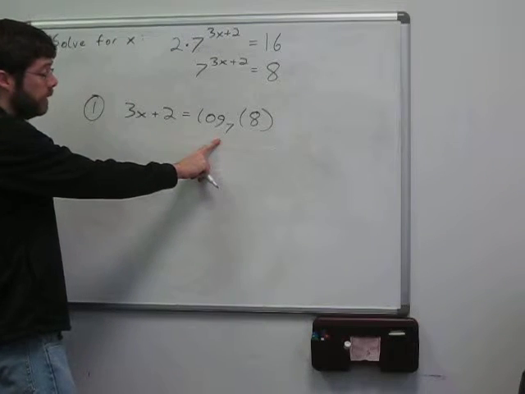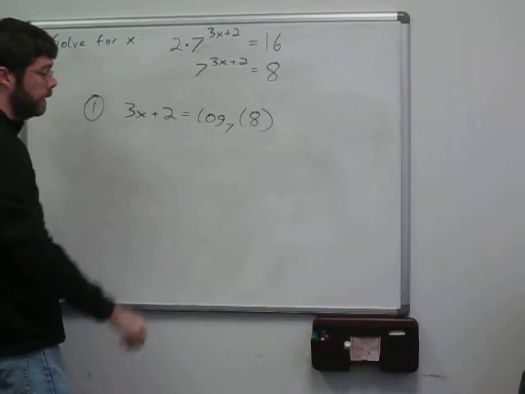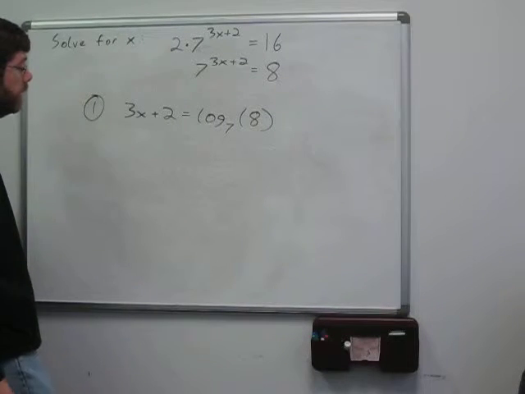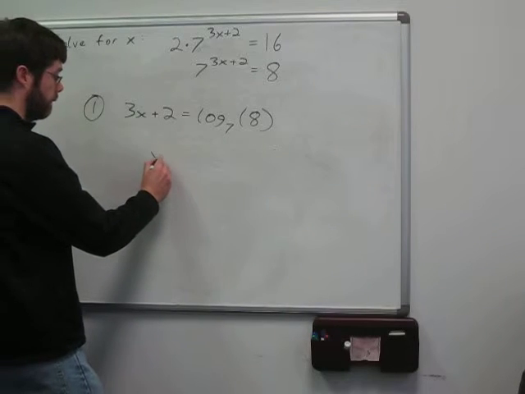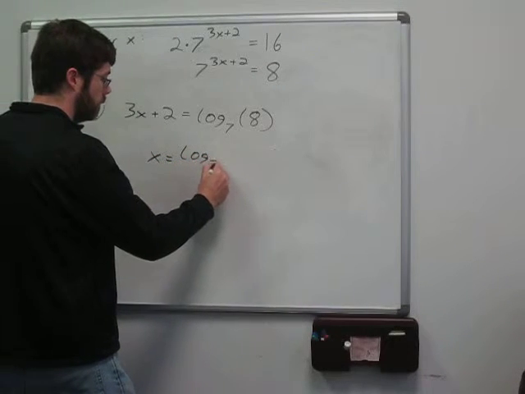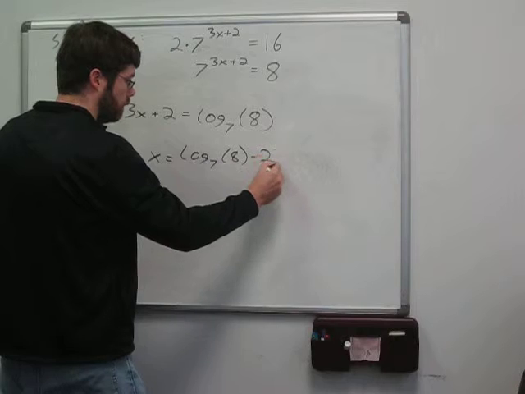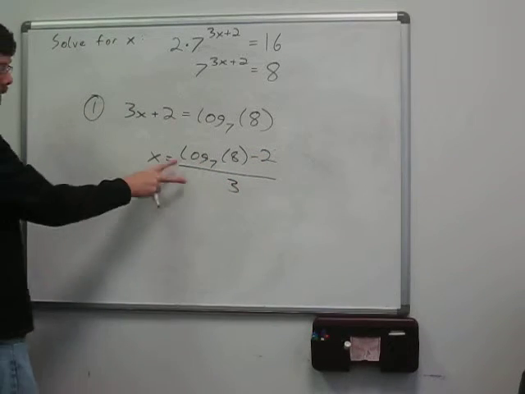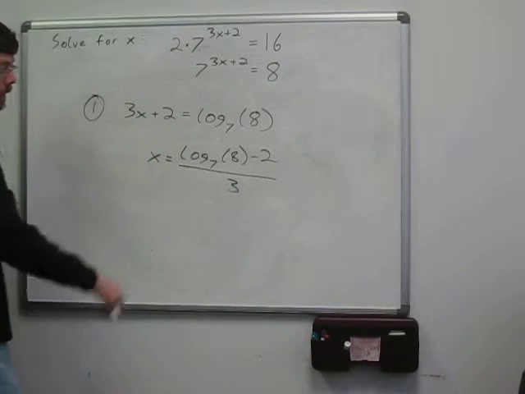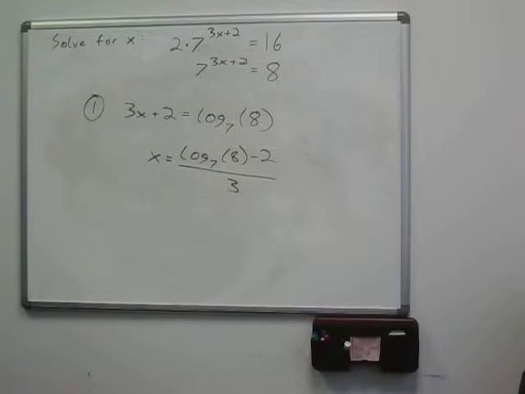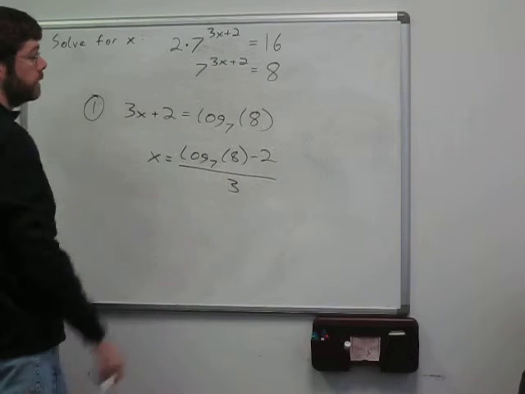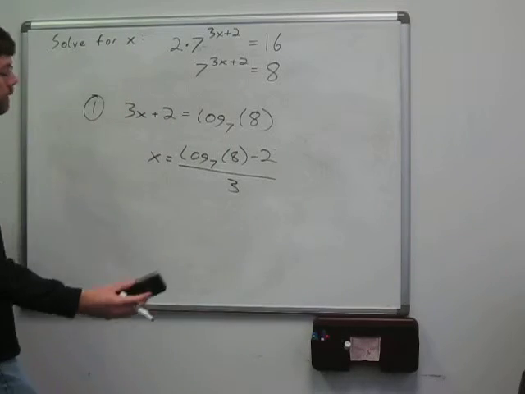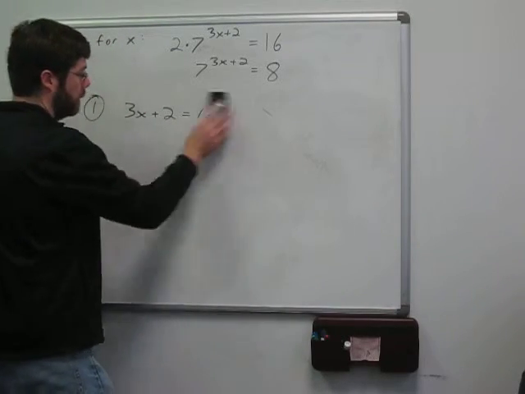Log base 7 of 8 is just a number, so this is now a linear expression in x. To solve for x, we simply subtract 2 and divide by 3. This is a number. It is the exact representation of the solution for this exponential equation. Let's look at one more method.